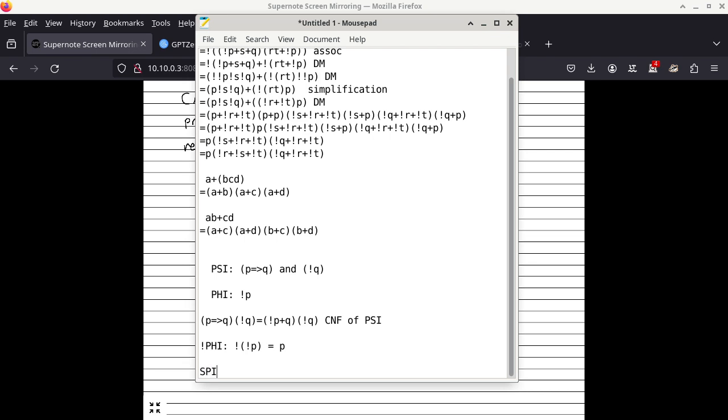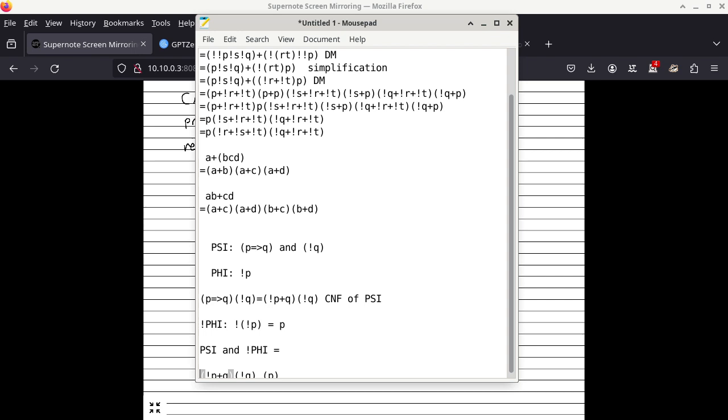So now we want to have psi and not phi. We already know what psi looks like: it is not P or Q, and not Q. We also know what not phi looks like: it is just P all by itself. So now we have this CNF, and then we apply resolution to this.